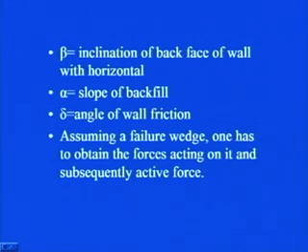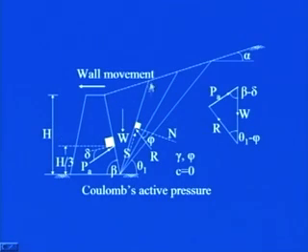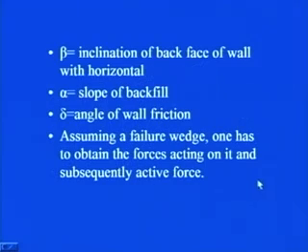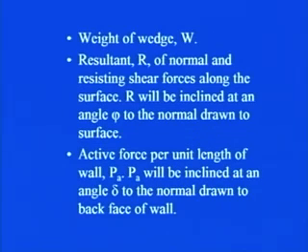Now, if we assume a failure wedge, that is this one, then we have to obtain all the forces which are acting on this particular wedge, and then by taking the resultant of all the forces we can find out the active force per unit length of the wall. So, let us see what the different forces acting on any particular trial wedge are. First of all, the weight of the wedge, which I am denoting as W.